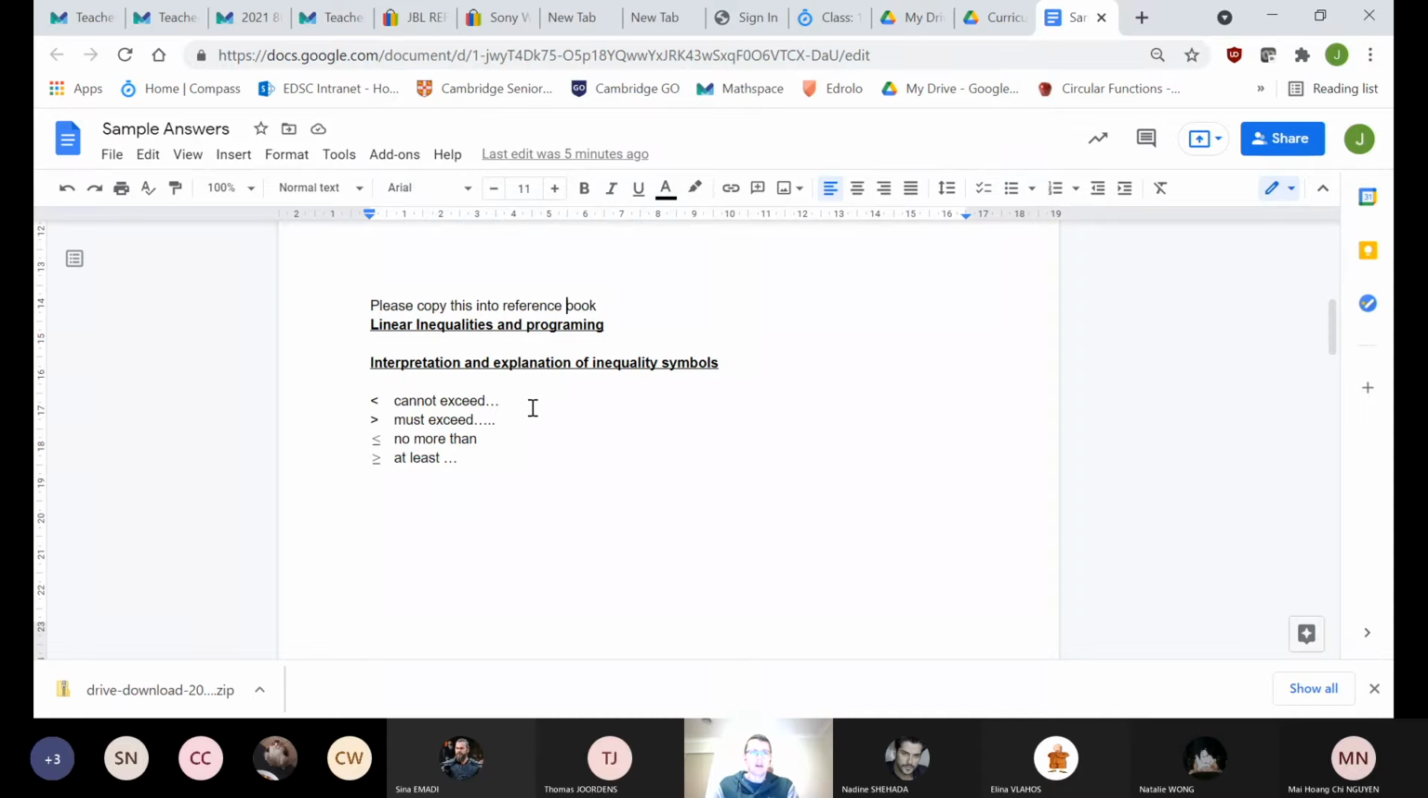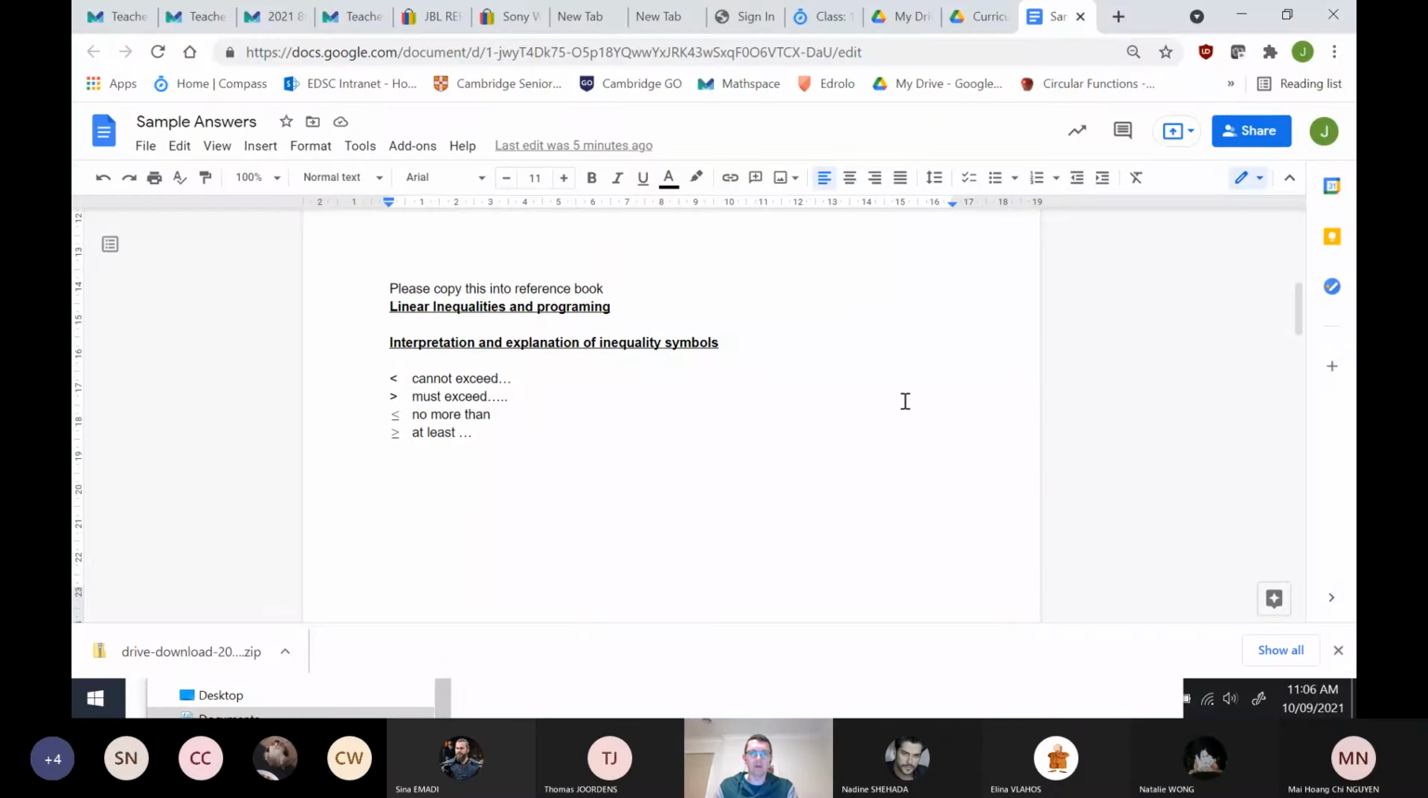What we're going to do today is look at some inequalities, look at a couple of questions and go through it. One of the main things with inequalities is when we're interpreting linear inequalities: cannot exceed, must exceed, no more than, at least. Most of the time you'll just use these two, no more than or at least.